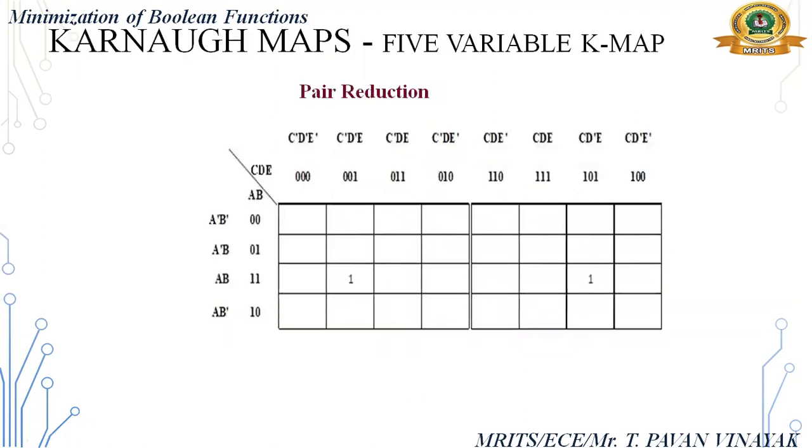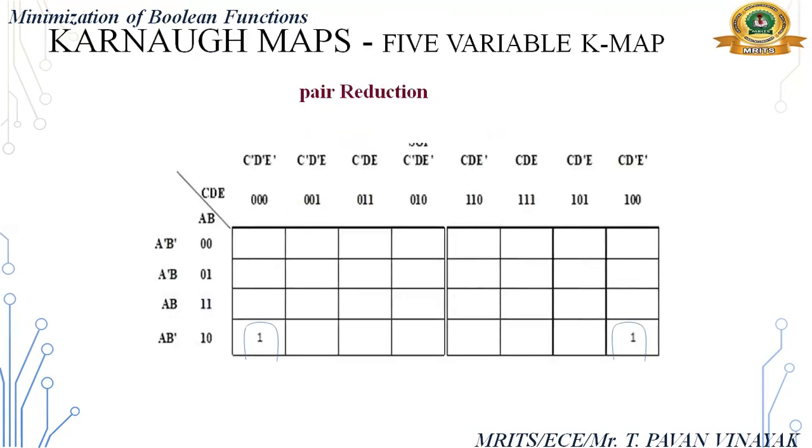Next, pair. We have a single one here, a single one, and those two are reflections, so you can take it as a pair. For a pair, how many variables do we get? 4 variables. Let us see. Row wise, which one is common? AB. Column wise, which one is common? D bar E. So AB, D bar E.